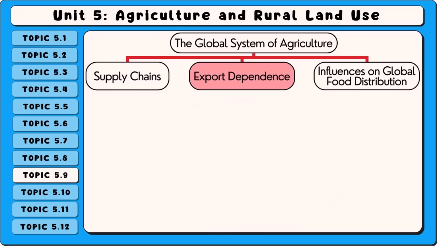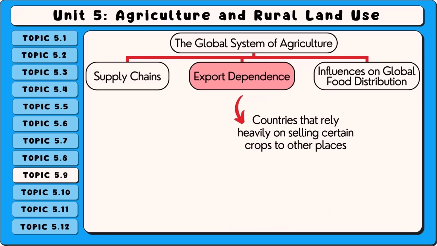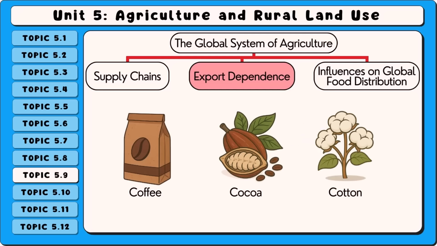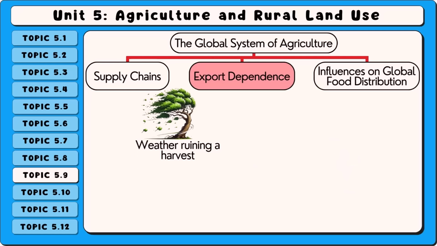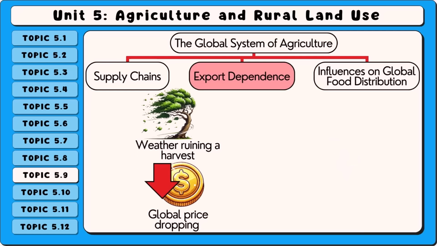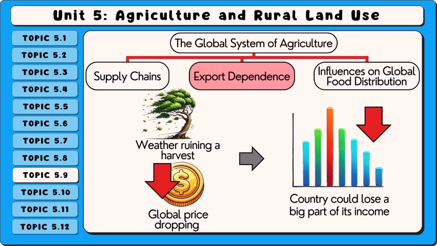Next, let's move on to what happens when countries depend on one or two agricultural exports. This means we're now looking at countries that rely heavily on selling certain crops to other places. Some countries grow mostly one crop, like coffee, cocoa, or cotton, because that crop earns them a lot of money in global trade. But this can be dangerous. If something goes wrong, like the weather ruining a harvest or the global price dropping, the country could lose a big part of its income.